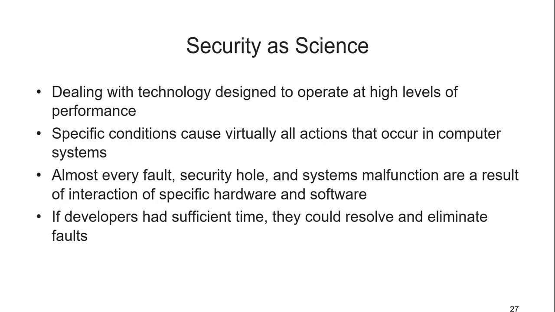At the same time, we consider the implementation of information security as science that has been developed by computer scientists and engineers, a technology designed to perform at rigorous levels of performance. In addition, there are some scientific conditions that cause all actions that might happen in computer systems. Almost every fault, security hole, and systems malfunction is a result of the interaction of specific hardware and software. With the feedback from computer users and developers, we can improve the system and resolve or even eliminate these faults.